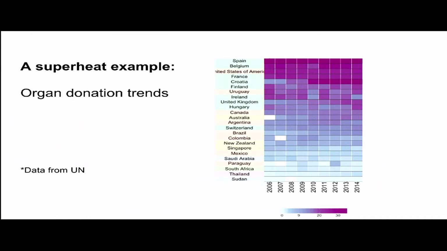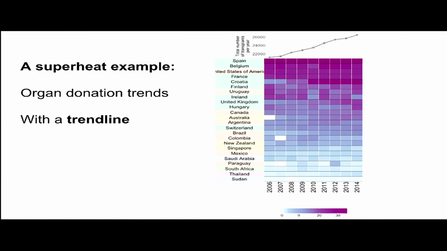But this is pretty informative, but you can also ask a question, okay, well, how is the overall trend in organ donations changing over time? It's kind of hard to tell. Like, is it increasing? Is it staying the same? So maybe what I want to do is add a line plot that shows that. So at the top, I've added the total number of organ donations, aggregated over all of those countries for each year. So I can see, okay, that's really cool. The trend is increasing.